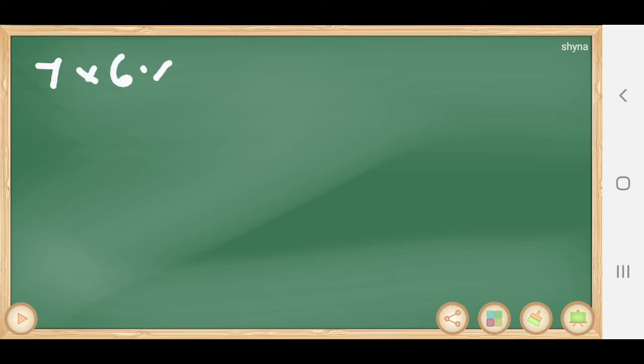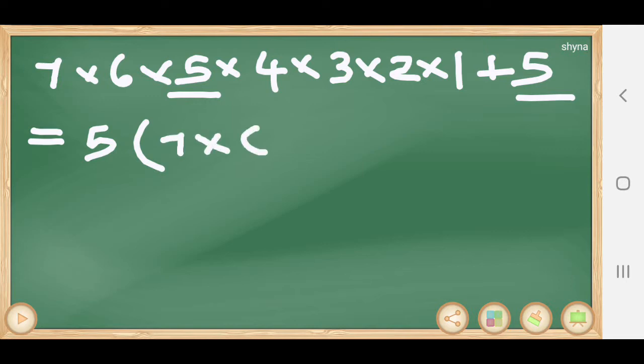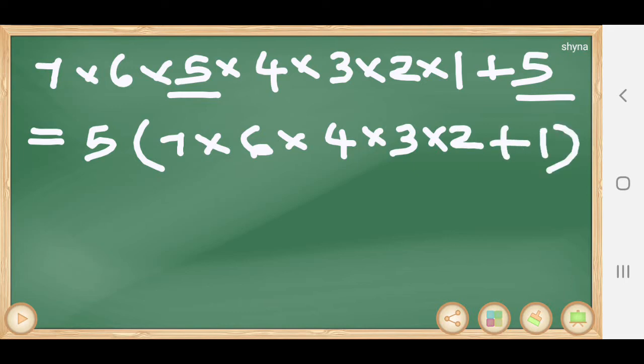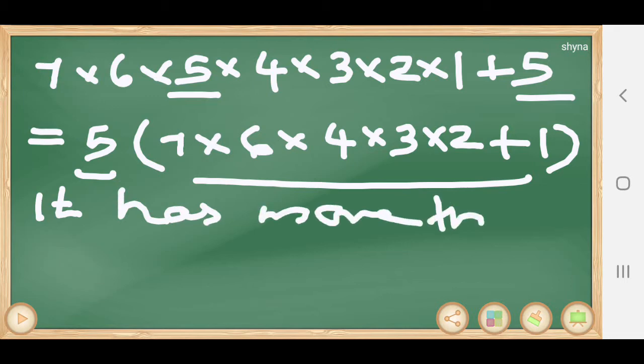Now next, what is the next question given, 7 into 6 into 5 into 4 into 3 into 2 into 1 plus 5. From this also we can write 5 is a common number: 5 into 7 into 6 into 4 into 3 into 2 plus 1. Now we got factors, 5, then inside of the bracket. Here also again 1 is a factor. 1 is a factor of every number. What can we write? It has more than 2 factors.